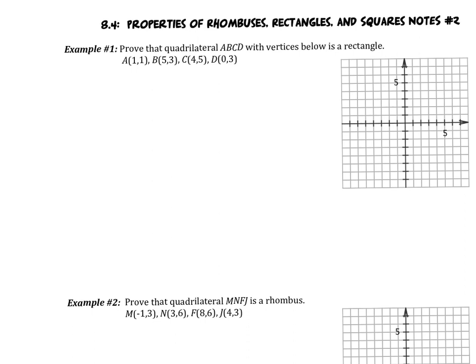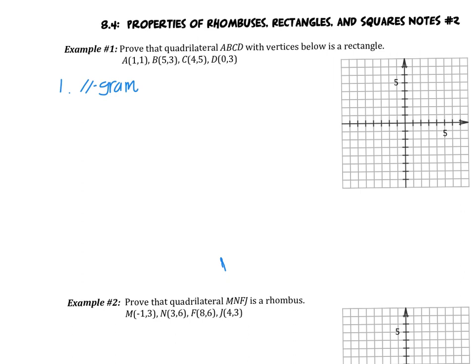So, example 1. Prove that a quadrilateral ABCD with vertices below is a rectangle. Well, before we can jump to rectangle, we have to realize we have to prove it's a parallelogram first. So first thing is parallelogram. We have 6 ways to prove it's a parallelogram. All should be written on your family tree. I'm going to choose to do showing that both pairs of opposite sides are parallel.